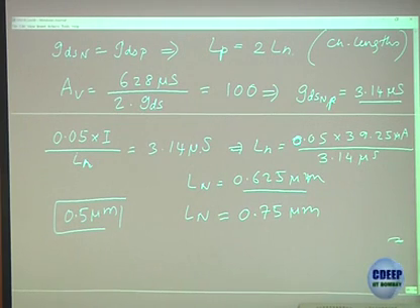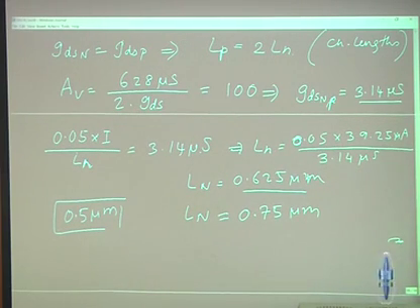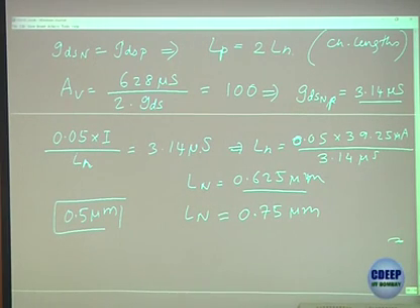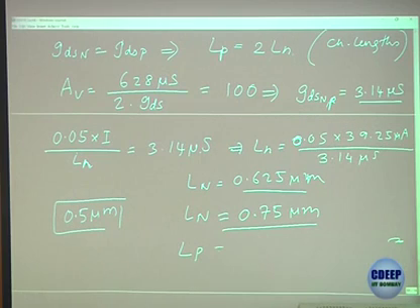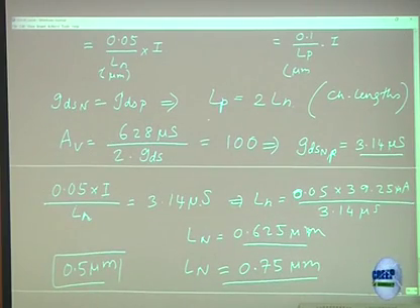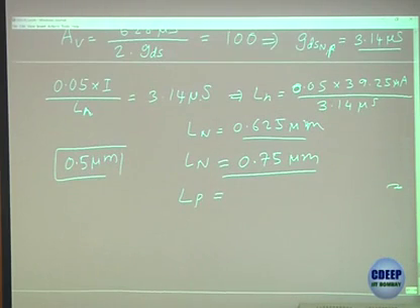We figured out a number, and that is the lowest limit. Since our gain has to be greater than 100, you want to increase the channel length beyond that value. So this is the minimum. So if Ln is this, then what is Lp? We just went through that expression: 2 times, it will be 1.5 microns.